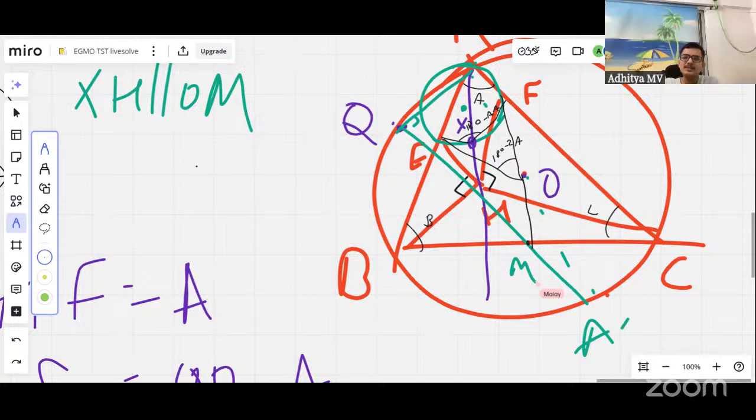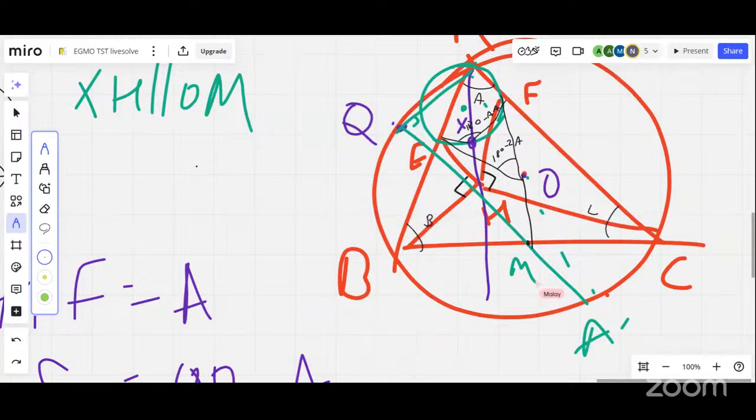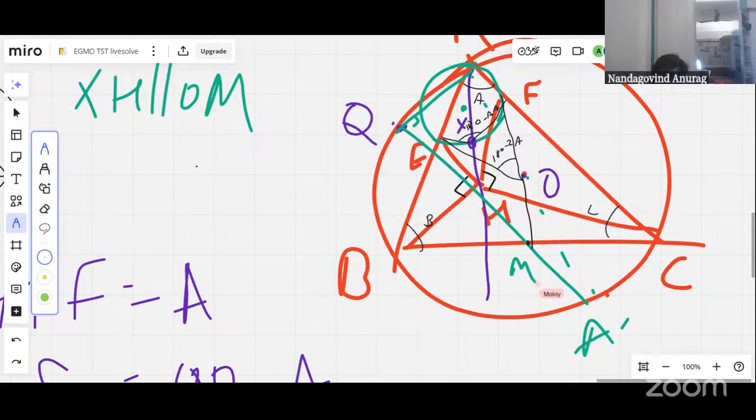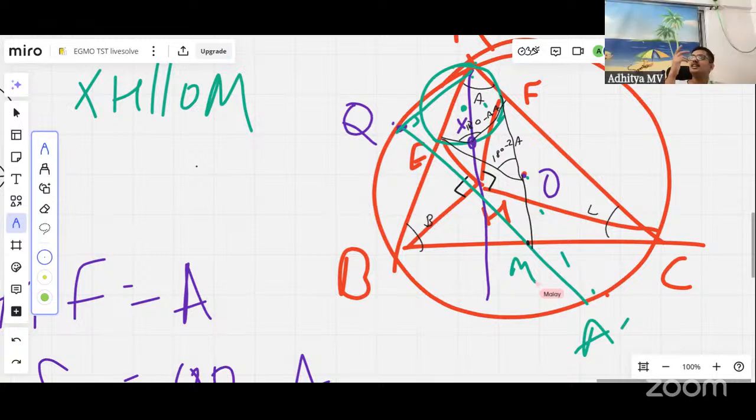So can we compute the direction of EF? Yeah, that's what I'm thinking too. Can we compute the direction of EF? So AH is like the median. Yeah, AH is like the median in triangle AEF.